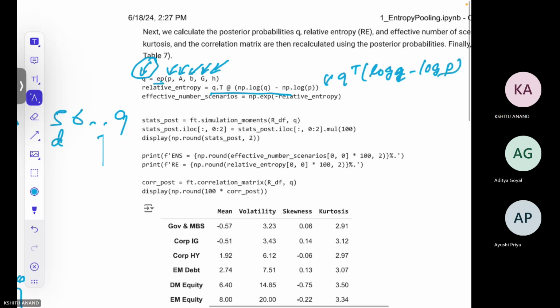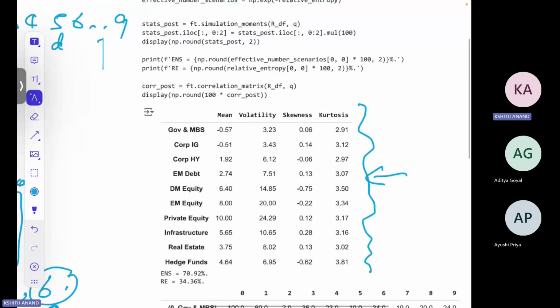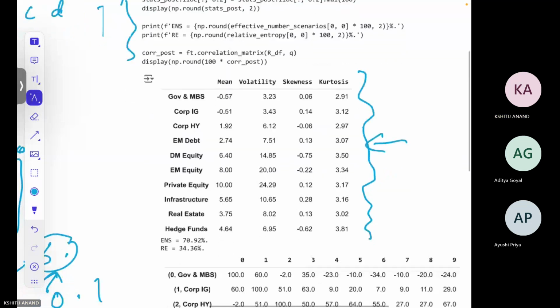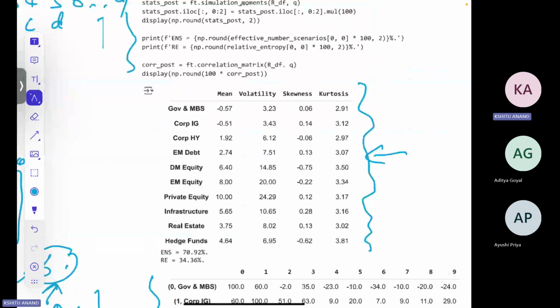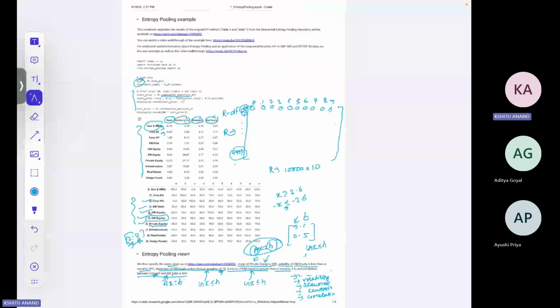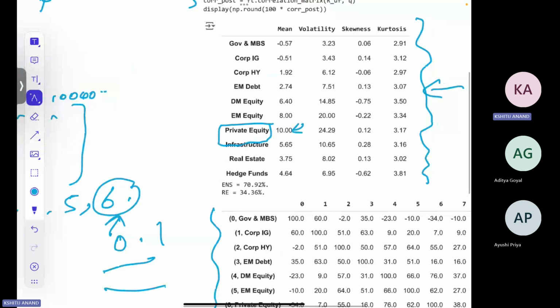Got it? Earlier you had mean, volatility, skewness, and kurtosis based on historical return, right? This is the mean, volatility, skewness, and kurtosis after you have incorporated your view. You can calculate it using the code that has been given here. I will share this code, and this also has the correlation matrix. Got it, everyone? For the private equity, after you incorporate your view, your mean return is 10%. Before expressing your view, it was 13.70%. Okay, got it?